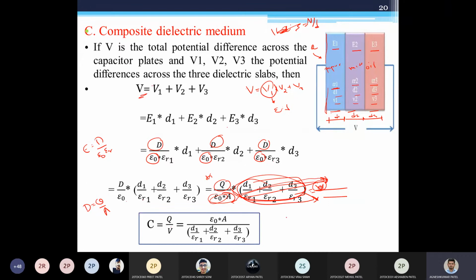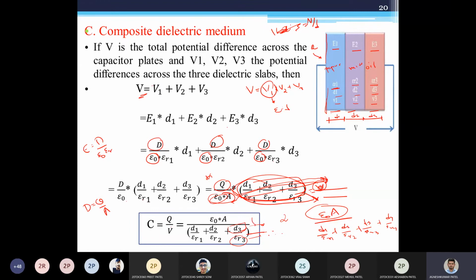Now if only two composite media are given, what would the equation be? Epsilon 0 A divided by d1 upon epsilon r1 plus d2 upon epsilon r2. If there are 4 media, you add one more term, d3 upon epsilon r3 plus d4 by epsilon r4. For 5 media, I add one more term, because the rest remains the same. As the number of media increases, the number of such terms increases. d3 is the thickness of the third medium, d4 for the fourth medium, and so on.